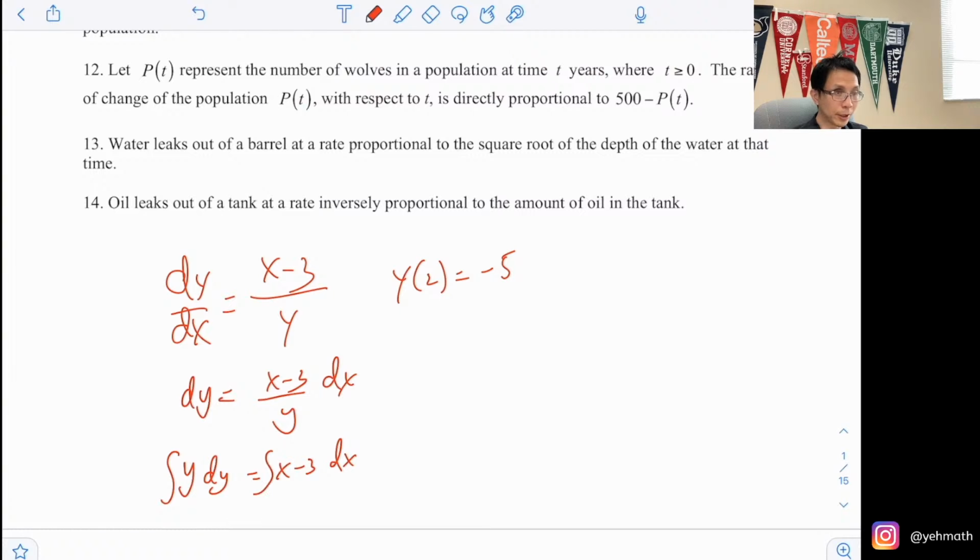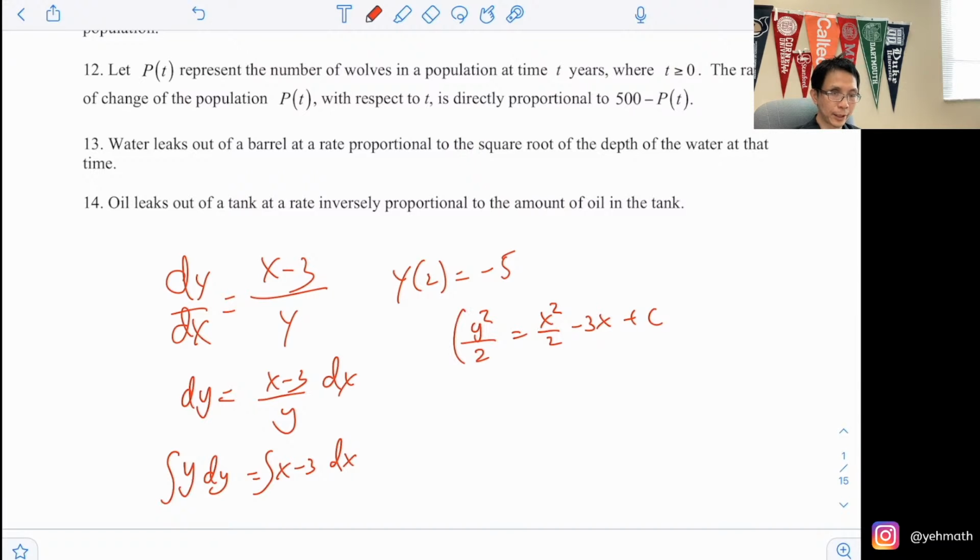Now what do I do? Integrate on both sides? What's the integration of y? y squared over 2. It's equal to x squared over 2 minus 3x plus c, right? The general solution is solving for y. So how do I get y by itself?